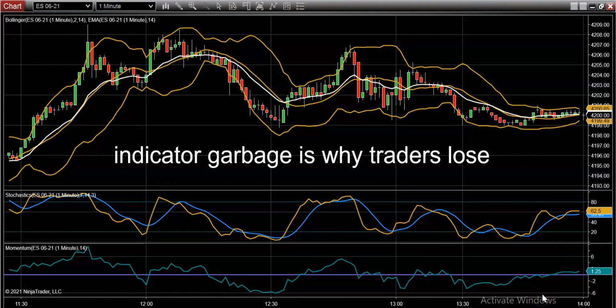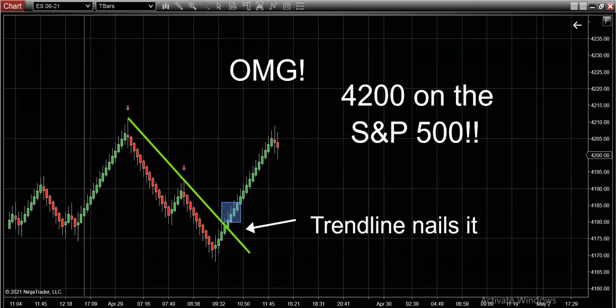So why on earth do you have that same attitude of randomly stepping in front of a speeding train with your trading and with your technical analysis, right? Respect what the charts are telling you. 4,200 on the S&P, we closed right on the nose here.